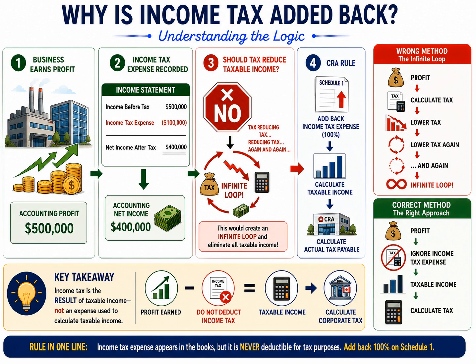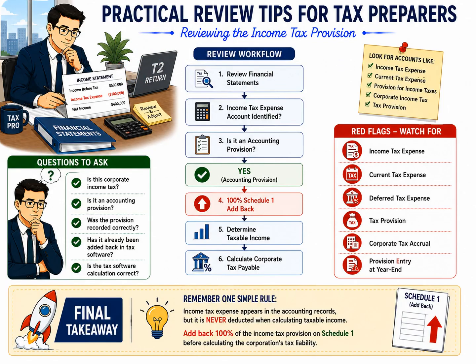The income tax expense remains on the financial statements for accounting purposes, but for tax purposes, it is always removed by adding it back before calculating the corporation's tax liability. Before filing a T2 corporate tax return, it's important to review the corporation's income tax provision carefully. This is one of the most common Schedule 1 adjustments, and fortunately, it's also one of the easiest to identify once you know what to look for.